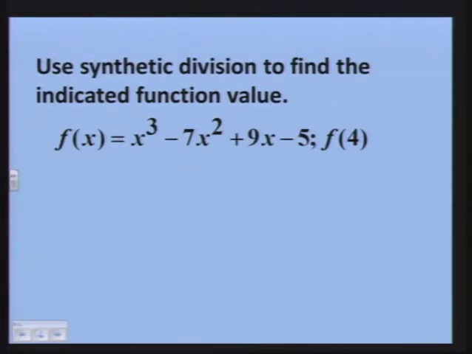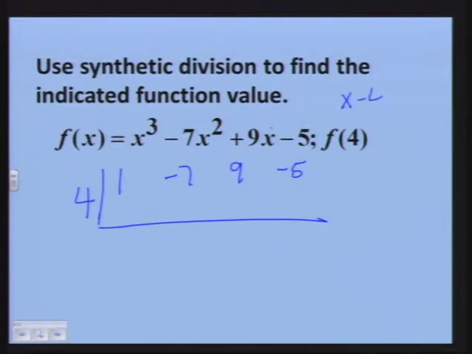So I need no zero placeholders because I have third power, second power, first power, and then no x's, x to the 0 power. So I'll put down my coefficients, 1, negative 7, 9, negative 5, and I'm going to run through a 4. You said, but you usually change the sign. That's when I have an x minus 4. Then I find the x value if I set that equal to 0. I'm given the x value, so I don't need to change it here.